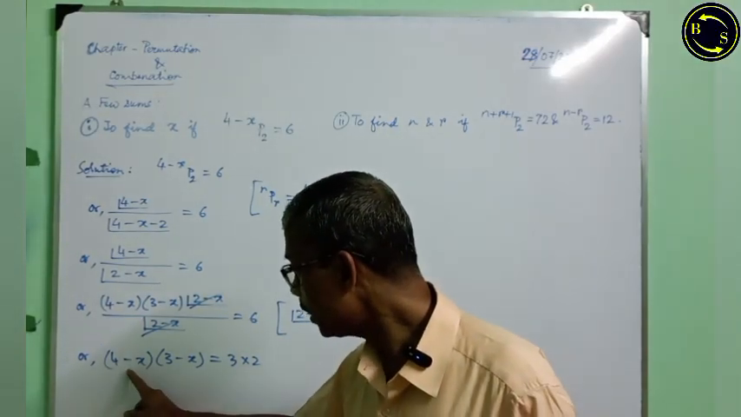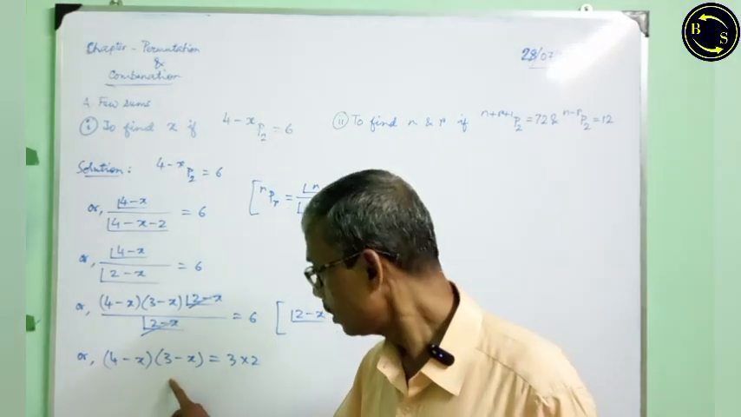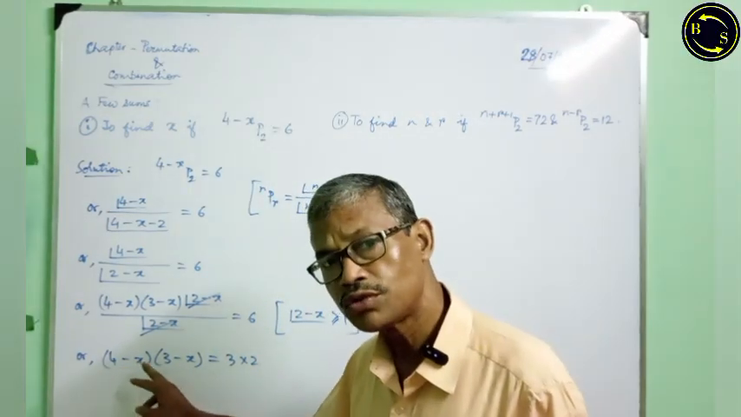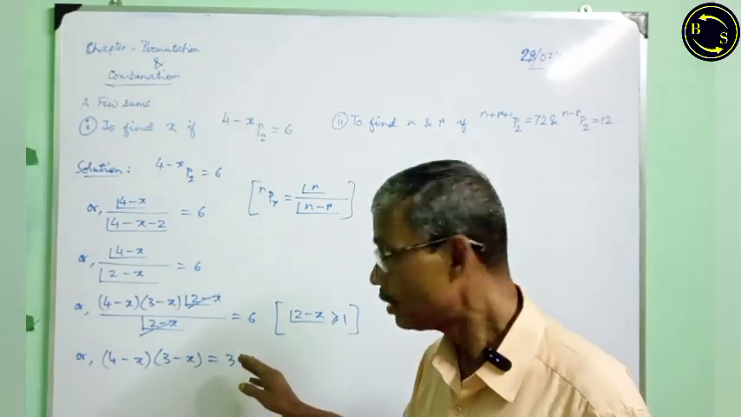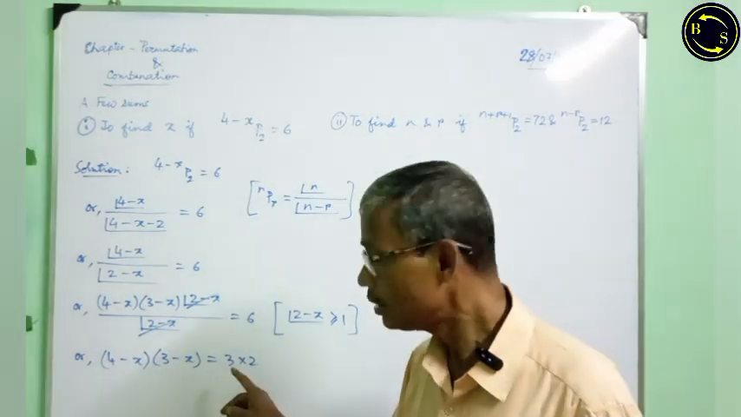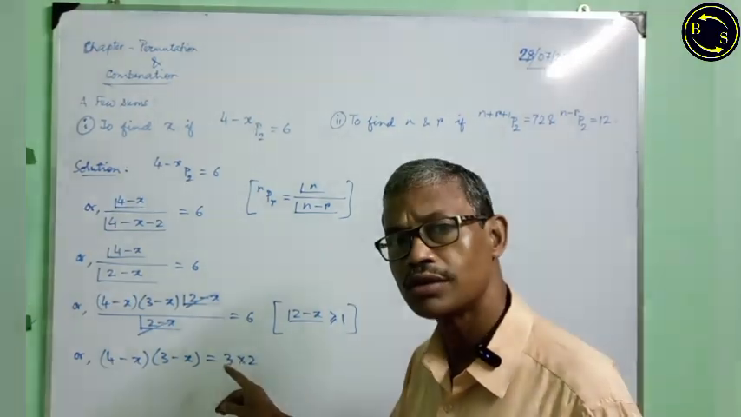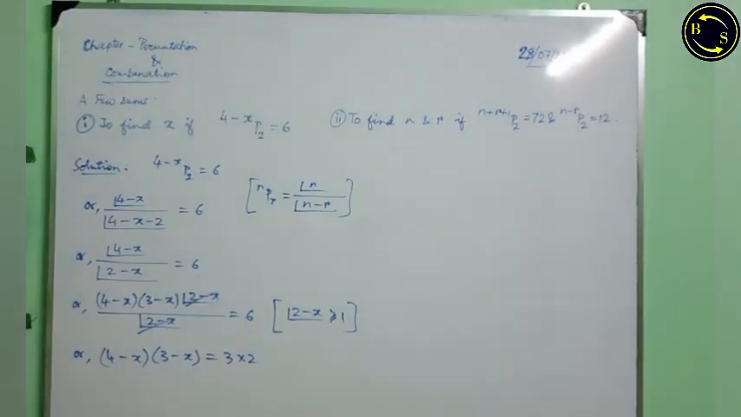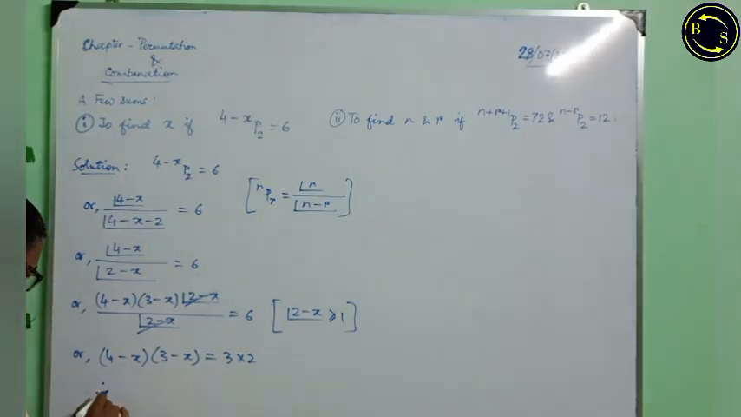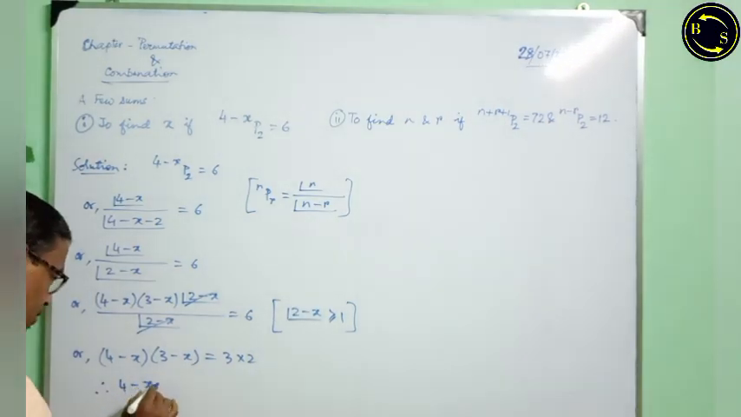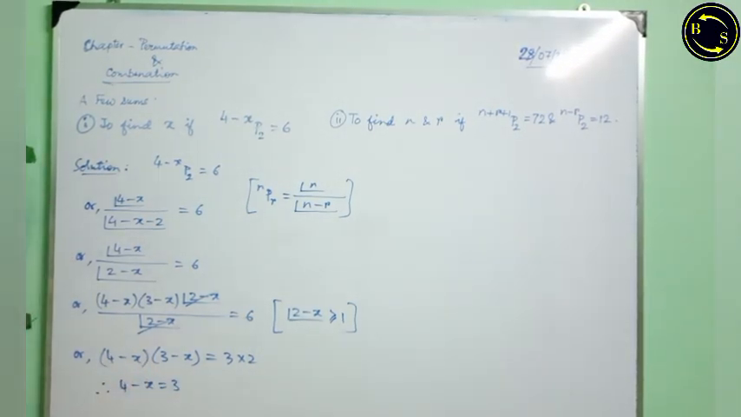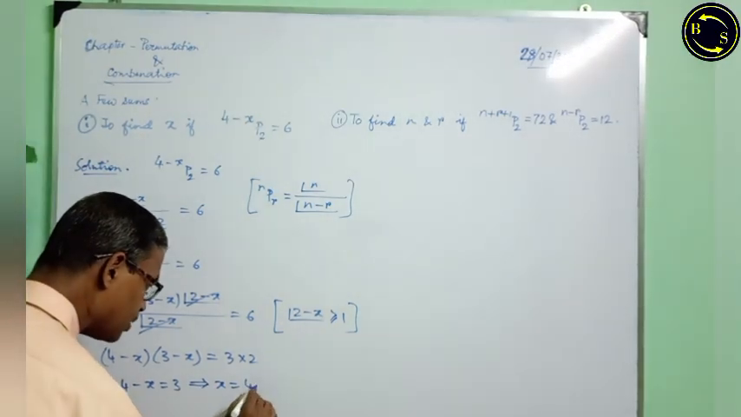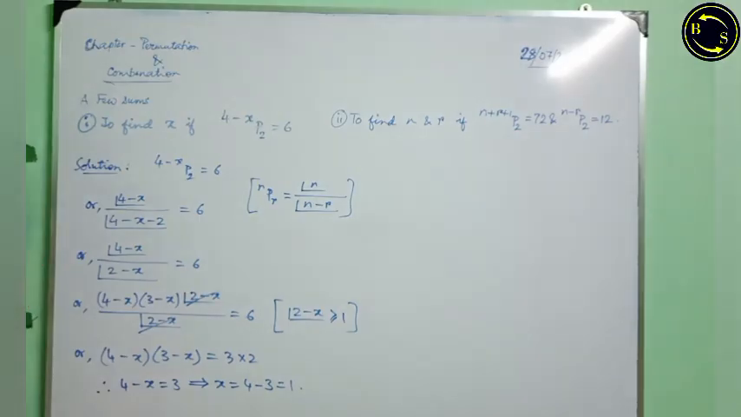Now 4 minus x is greater than 3 minus x. Then we can compare any of these two factors with the corresponding integer on the right side. Since it is greater than this, therefore from this we can write 4 minus x equal to 3, from which we get x equal to 4 minus 3 equal to 1.